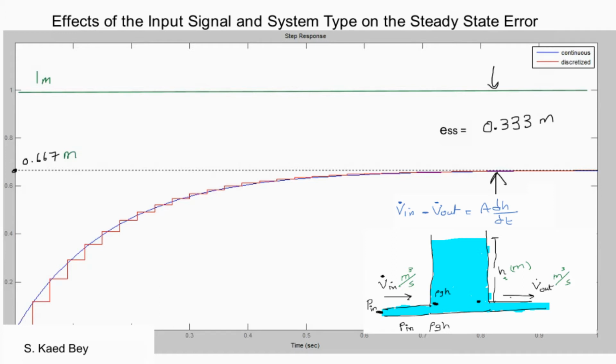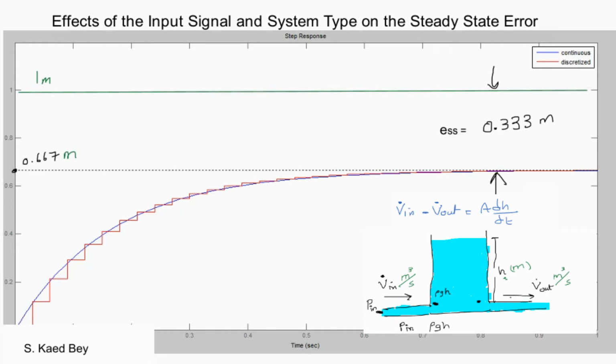The reason is that the output volume flow rate increases when the liquid height h increases. The increased level results in a larger outflow, and we eventually reach, at time equal to infinity, a balance point where the volumetric flow rate out equals the volumetric flow rate in, hence h is no longer increasing.